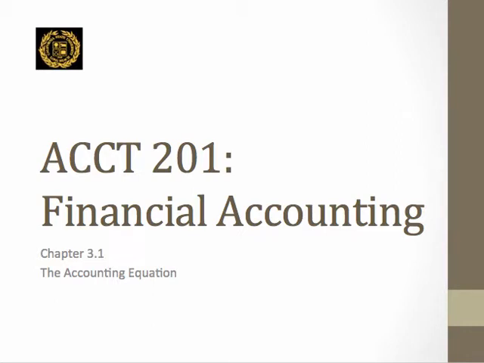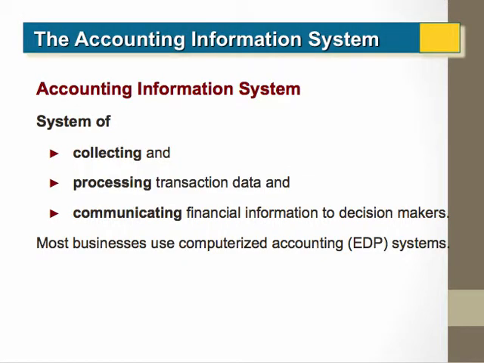As we have mentioned before in other videos, the primary equation used in the accounting process is known as the accounting equation. The accounting equation is assets equal liabilities plus stockholders' equity. We use this accounting equation in our accounting information system to collect, process, and communicate information to those decision makers.